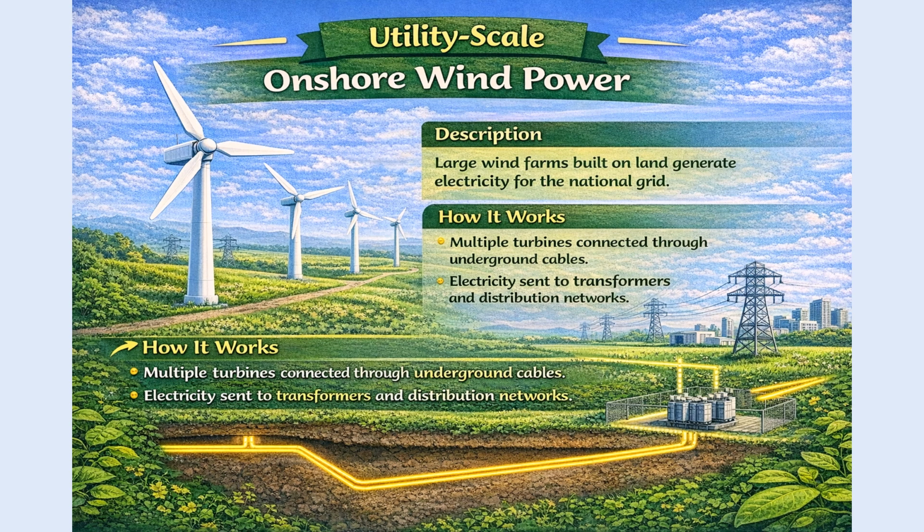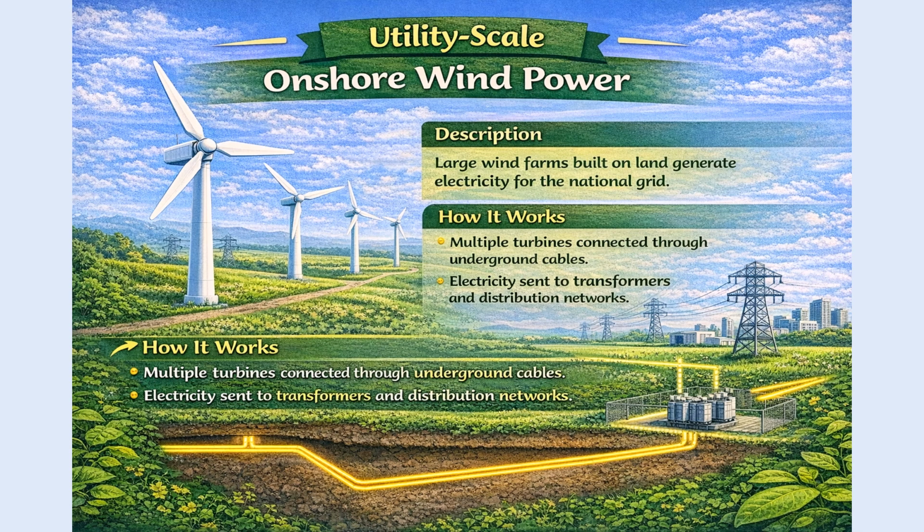Utility-scale onshore wind farms consist of dozens or even hundreds of turbines spread across a wide area of land. Each turbine generates electricity independently. The turbines are all connected to each other through underground cables, which collect the electricity and carry it to a central substation on the wind farm site. At the substation, transformers step up the voltage for efficient long-distance transmission. The high-voltage electricity then travels through the national grid transmission network until it reaches local substations closer to homes and businesses, where the voltage is stepped back down for safe use. The land between turbines can still be used for farming.